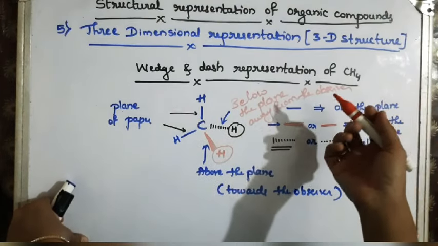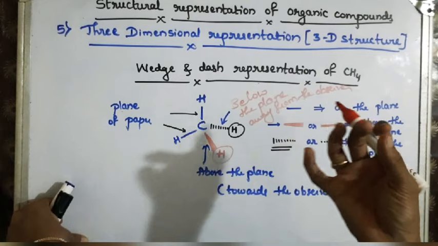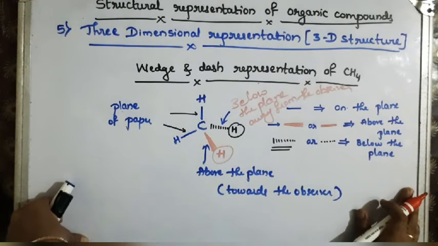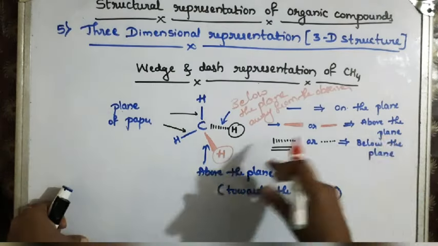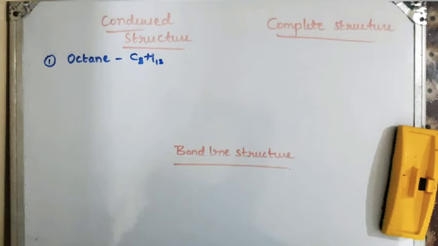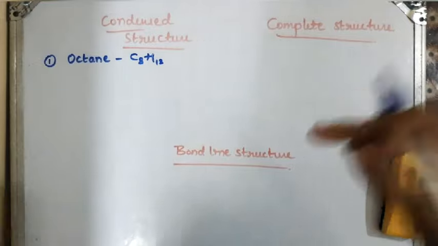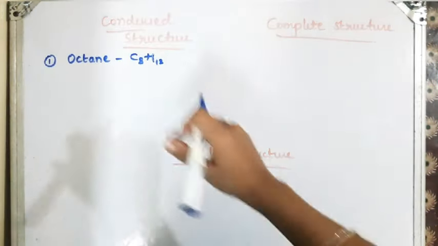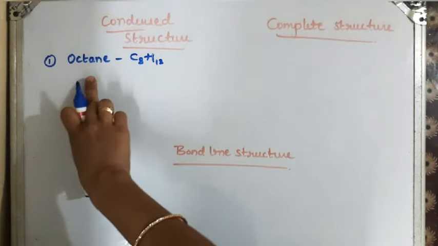Mostly we use complete condensed and bond line representations to represent organic compounds, and they are important. So let us practice some more problems. We'll see the first example, octane having the formula C8H18. So it's an alkane.